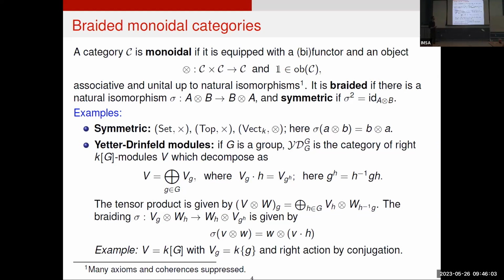It's additionally braided if there's an isomorphism from the tensor product in one order to the tensor product in the other order. But we don't insist that the braiding squares to the identity, as is common in most of our favorite examples. But when sigma squares to the identity, rather than being a braided monoidal category, it's a symmetric monoidal category. So all of your favorite categories are symmetric monoidal categories: the category of sets with the cross product, topological spaces, also with the cross product, vector spaces with the tensor product over K. For instance, in this setting, the braiding just swaps the two sides. If I remove the circle, the same formula is true for Set and Top.